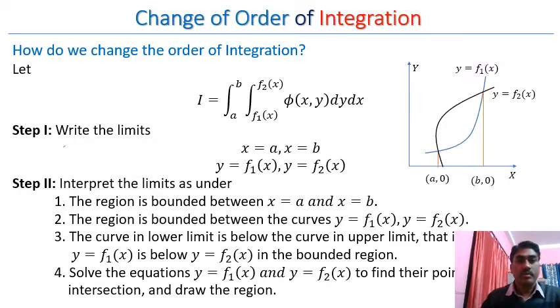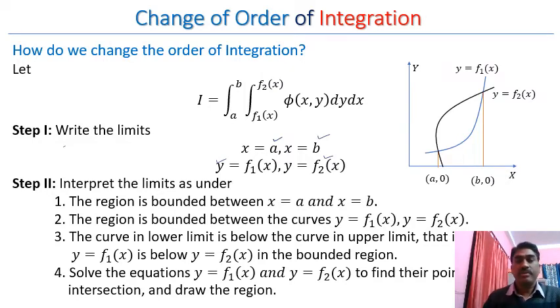Suppose this is our double integral, the outer limit is a to b and the inner limit is f1 to f2, phi(x,y) is the function. So the first thing that we need to do is write the limits. We identify that the limits of x are a and b, so we write x = a and x = b. Then we identify that y has limits f1 and f2, so write down the limits of y: y = f1 and y = f2.